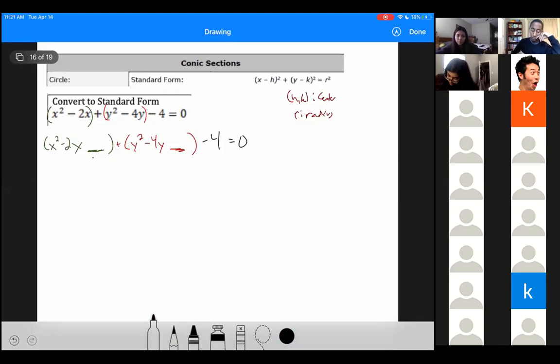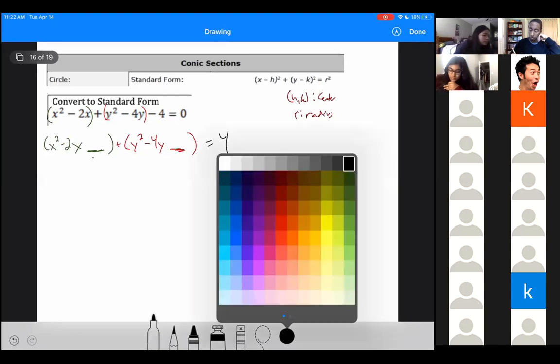All right. Now, I'm going to go ahead and move this 4 over because we don't need this 4. I'm going to add the 4 to the other side, okay? So I'm going to move the 4 over. So I'm just going to go ahead and erase this and make it equals 4. Okay? So I just moved the 4 over.